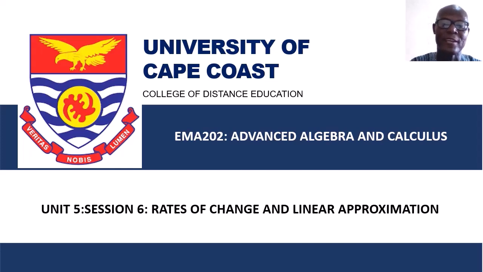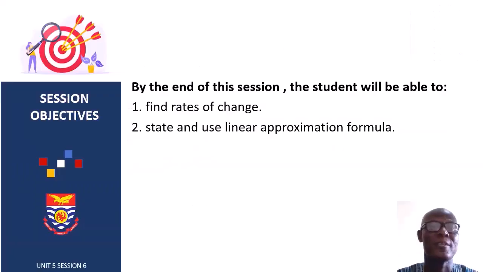Unit 5, Section 6, Rates of Change and Linear Approximation. Session objectives. By the end of this session, the student will be able to: 1. Find rates of change. 2. State and use the linear approximation formula.